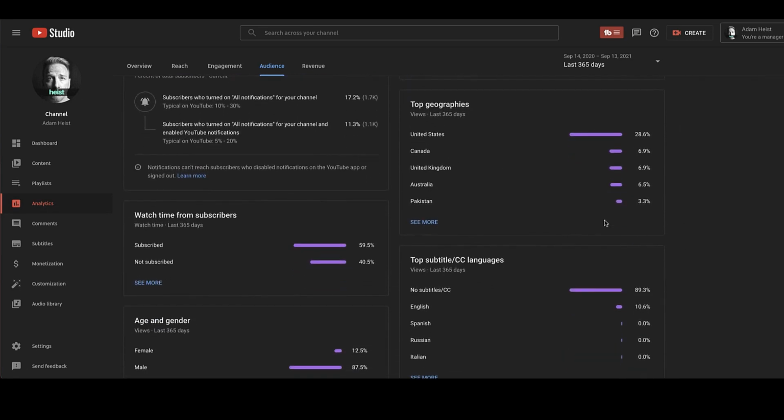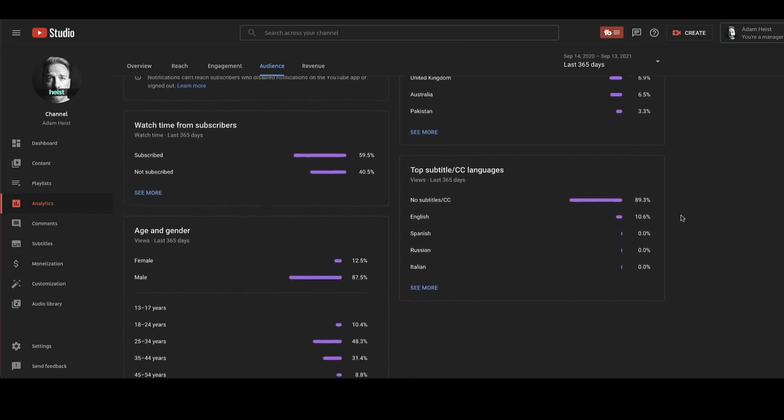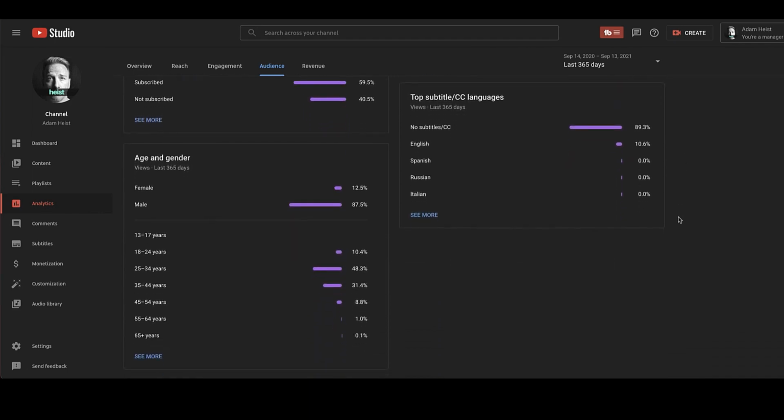So it shows you the top geography. You can see most of my audience is in the United States. It shows the watch time from the subscribers, and then it gets into some key demographic stuff. So there's age and gender. You can see we're predominantly male, and it also shows the age bracket of folks that are actually watching the channel.